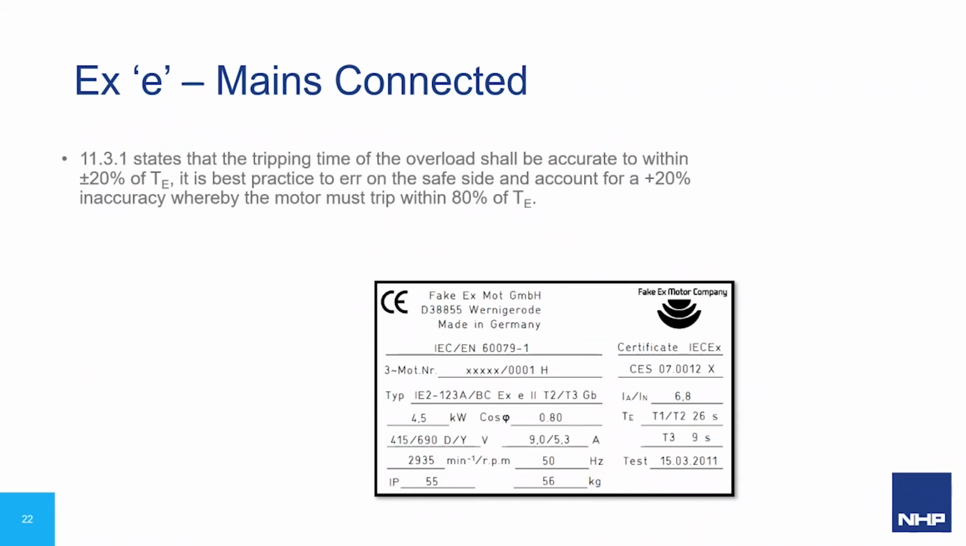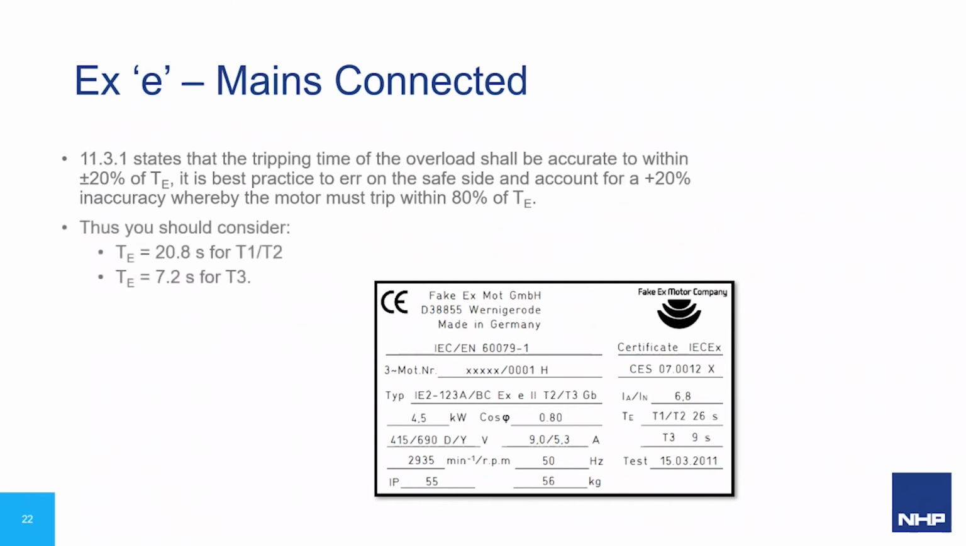Now in section 11.3.1, it states that the tripping time of the overload shall be accurate to within plus or minus 20% of TE, as we mentioned before. So when calculating and determining the maximum time the locked rotor current is allowed, it is of course common practice to be on the safer side and account for a 20% inaccuracy, where the motor then must trip within 80% of the TE value on the nameplate.